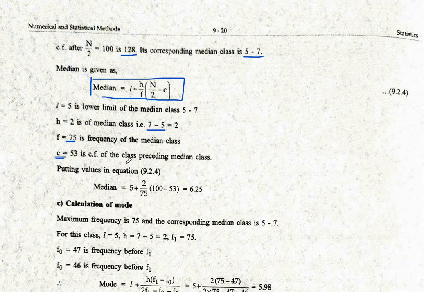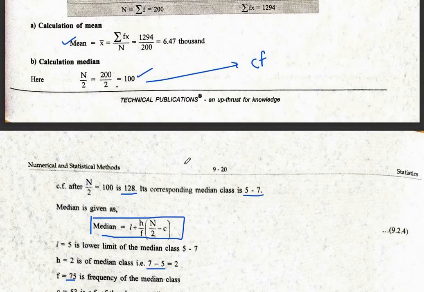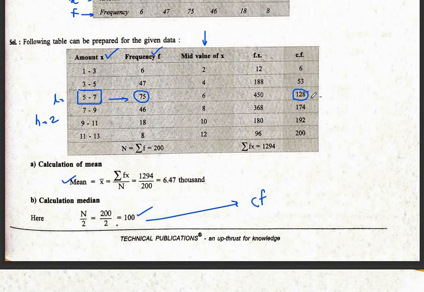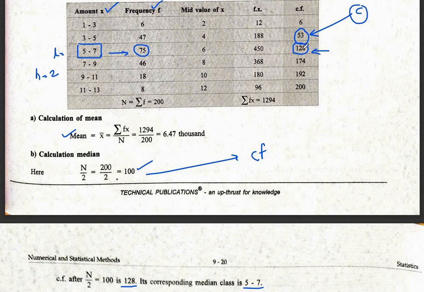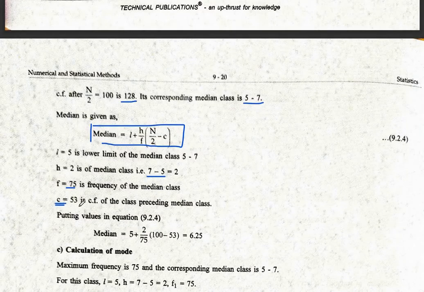Now the C value is the preceding value for the CF value we have taken. Preceding means the value before the one we have considered, and that is 53. This is very important: we consider C as the preceding value for the CF value. For 100 we considered CF value 128, and the value before 128 is 53. So the C value comes out to be 53.